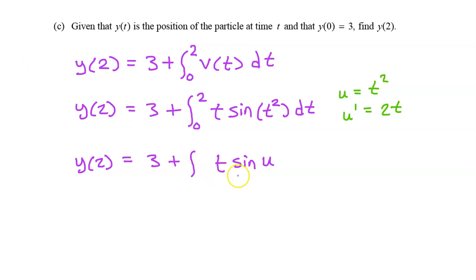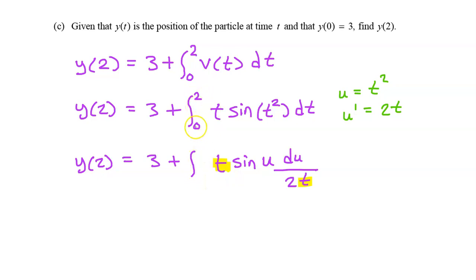As we make the substitution, we have t times the sine of u. Instead of dt, we will write du over u prime. U prime is 2t, so I have du divided by 2t. On the next step, these t's will cancel each other out, and I will take the 2 from the denominator and put it out in the front of the integral as a 1/2. But first, let's change the limits of integration.